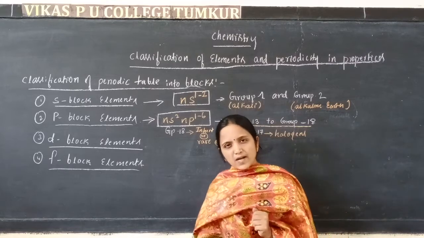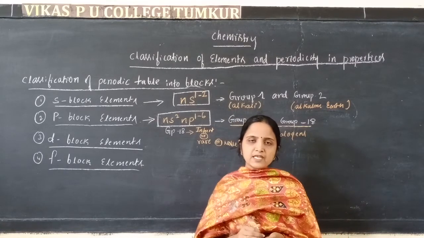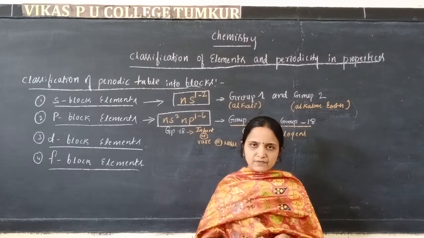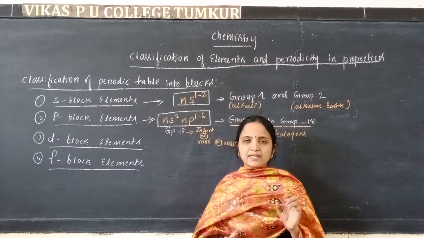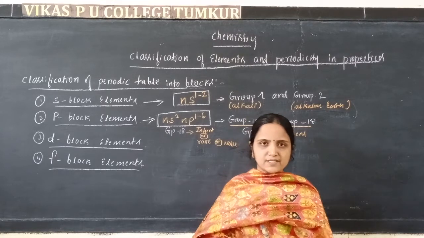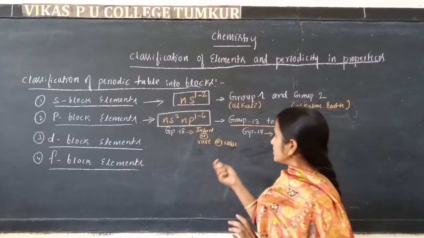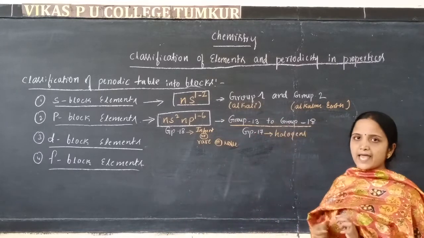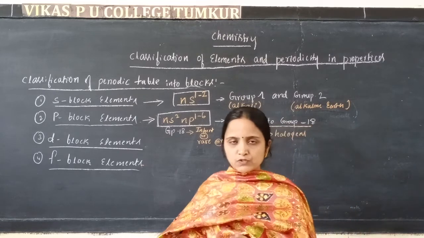What happens? The group 17 elements react with the metals. At that time, they form salts. That's why the group 17 elements we call as a halogens.